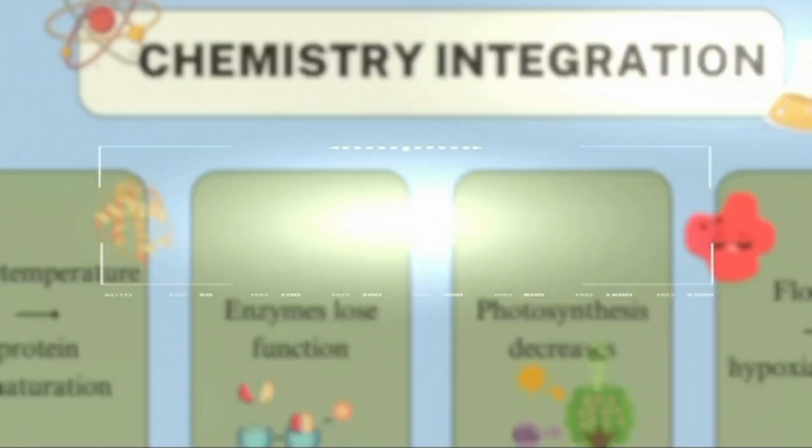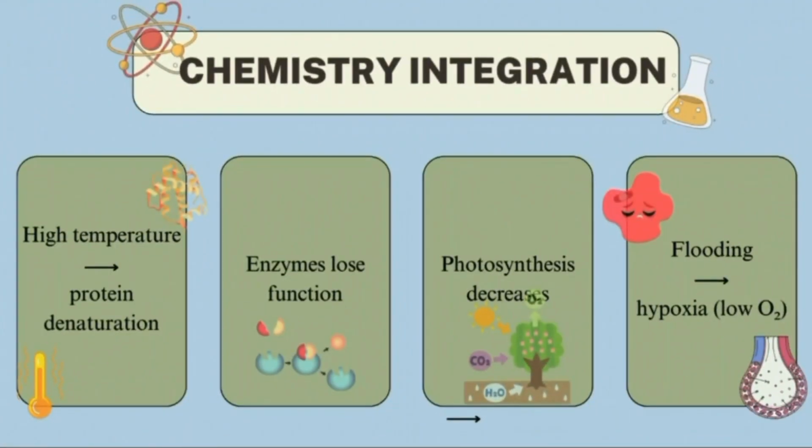From a chemistry perspective, this flood had major effects on plant biological systems. When temperatures become too high, proteins in plants undergo denaturation. This happens when bonds such as hydrogen bonds and disulfide bridges break, causing enzymes to lose their function. As a result, essential processes like photosynthesis cannot occur efficiently, affecting plant growth and survival.